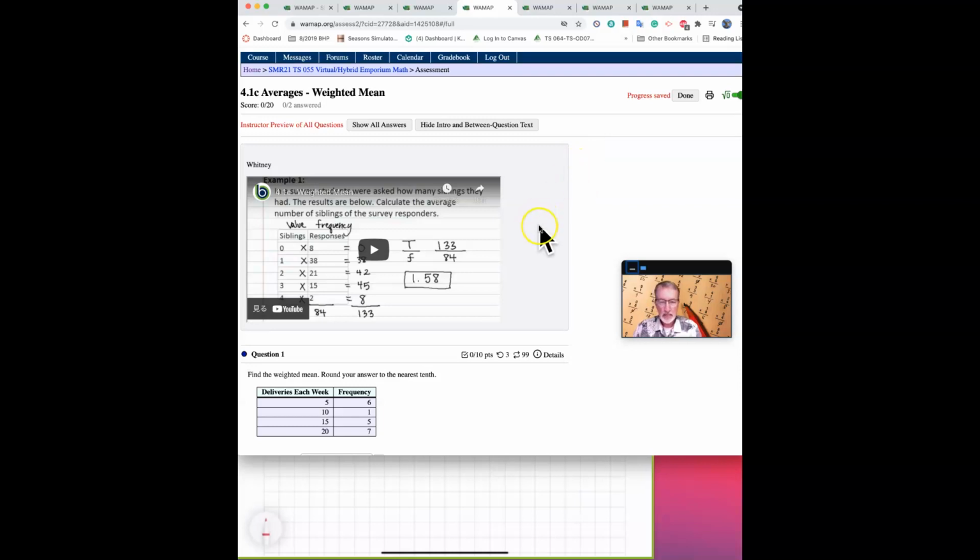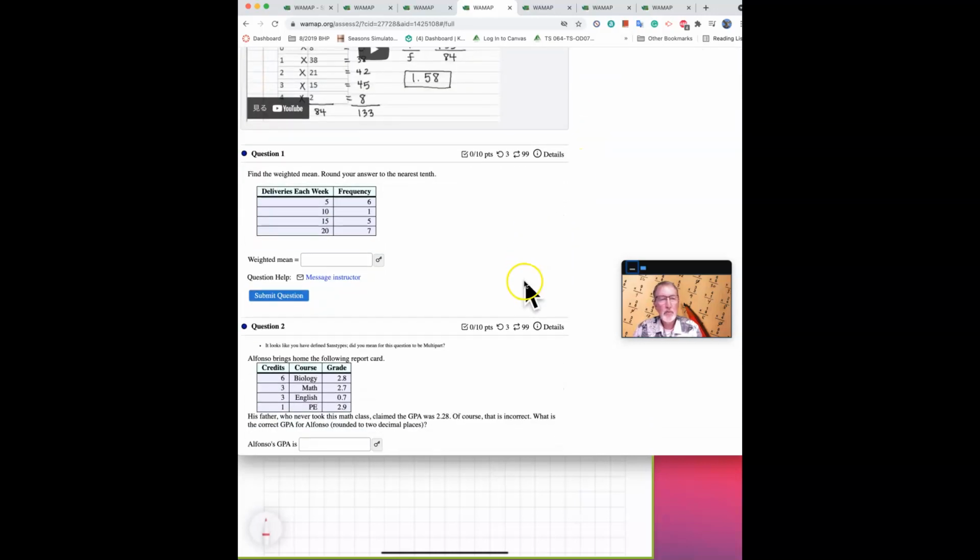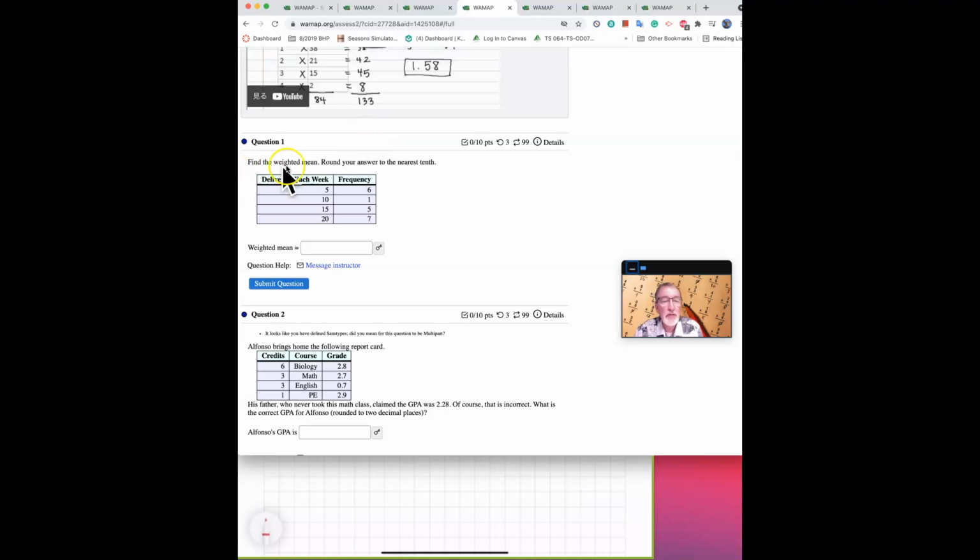Okay, so let's take a look at the problem. We're told to find the weighted mean. Round your answer to the nearest tenth. So weighted mean, they've given us the number of deliveries each week. We have to get good at reading tables. And the frequency. And frequency is how many times that happened. Okay. So they had 6 deliveries of 5, 1 delivery of 10, 5 deliveries of 15, and 7 deliveries of 20.